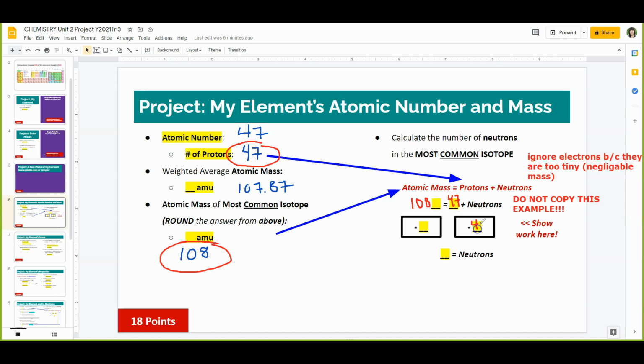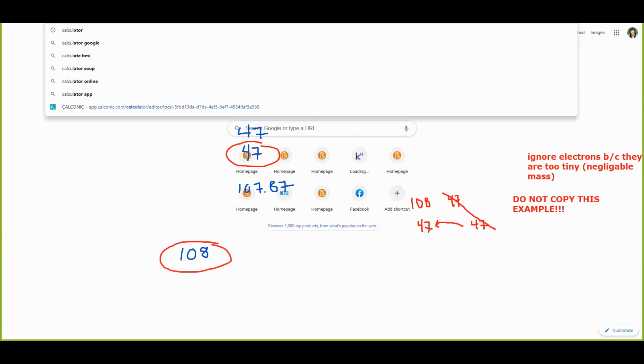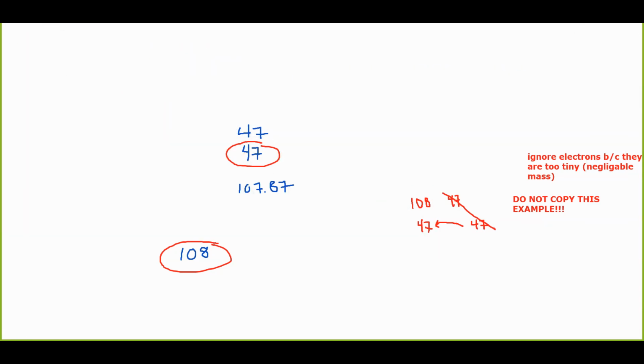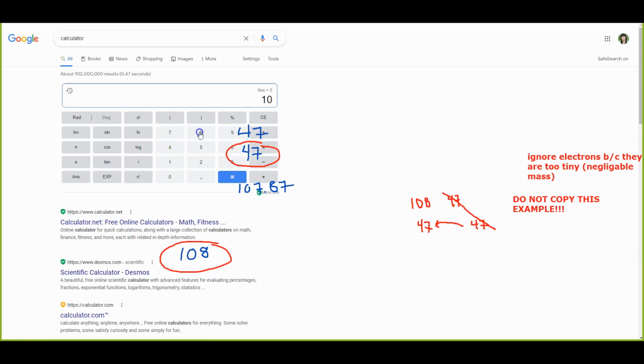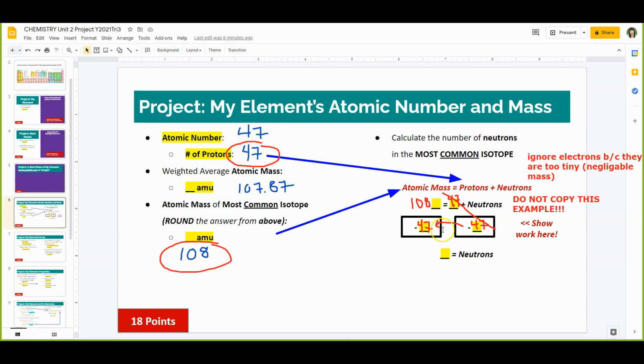So I would subtract this 47, and that gets rid of it on the right-hand side. But whatever I do to one side, I have to do the identical same exact thing on the other side. So I'm going to do the same exact thing on the other side and subtract 47 over here. And then if I were to calculate that, let me grab my calculator from Google. If I do 108 minus 47, I would end up with 61, right? So I would end up with 61 neutrons in the most common isotope of my element.